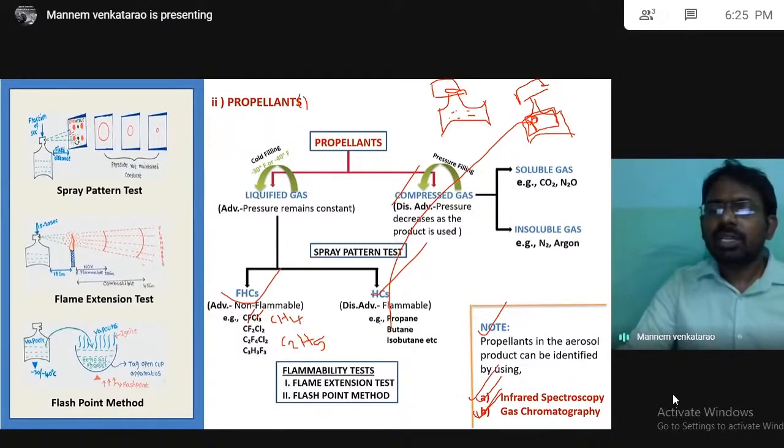These are all evaluation tests. First, particle size: 2 micron, 3 micron, 4 micron. How could you evaluate? By using cascade impactor or light scatter decay. Second, whether the product contains moisture or not. How could you measure? By using gas chromatography or Karl Fischer titration. Next, whether the product maintains constant pressure or not: spray pattern test. Whether the propellant is flammable or non-flammable is detected by flammability test. Next, in the given mixture, which propellants are present is identified by infrared spectroscopy and gas chromatography.